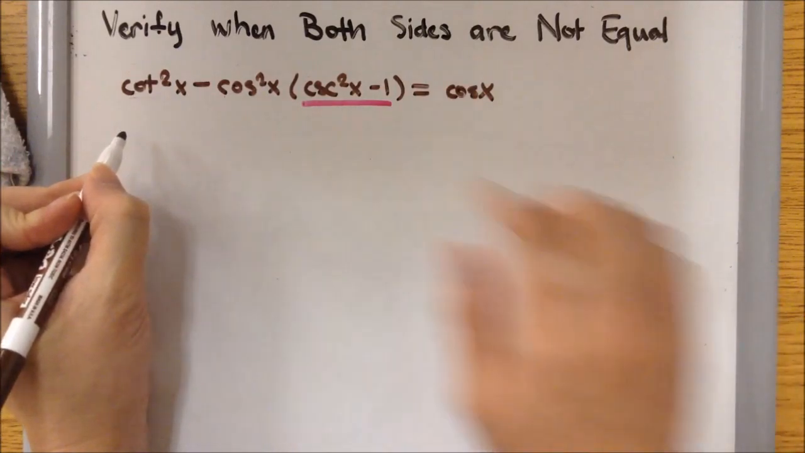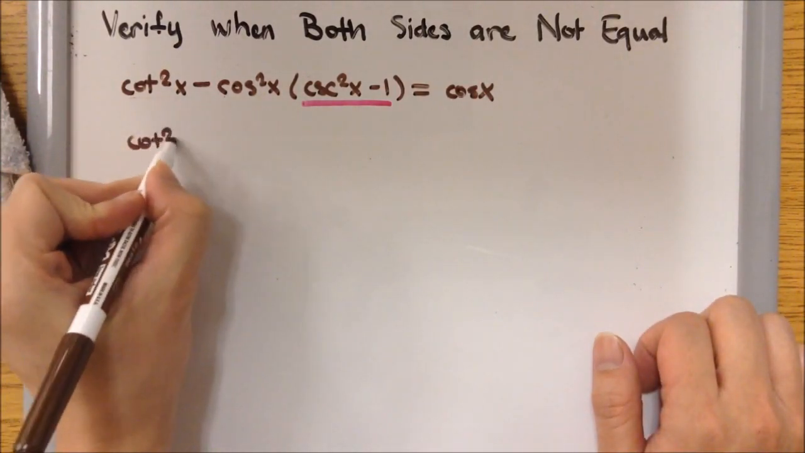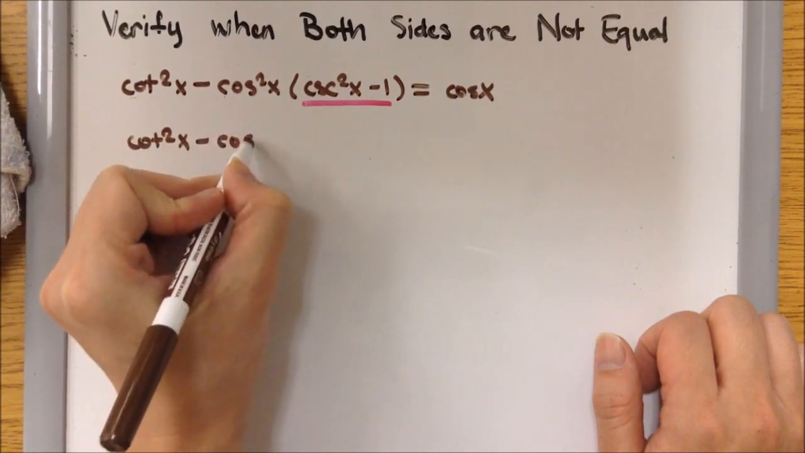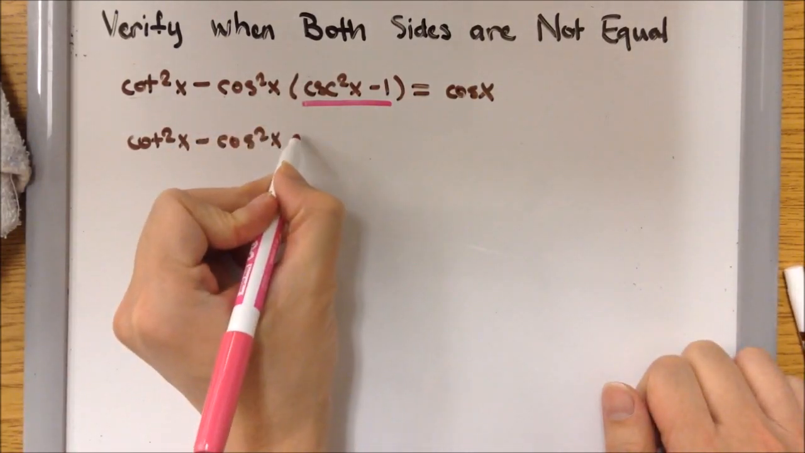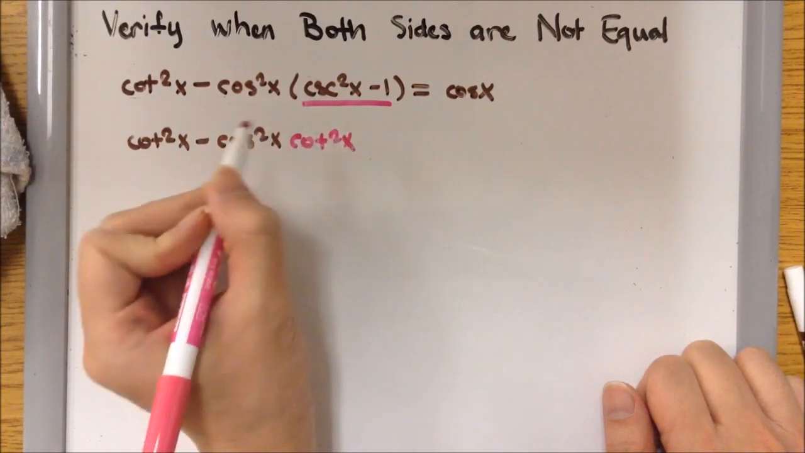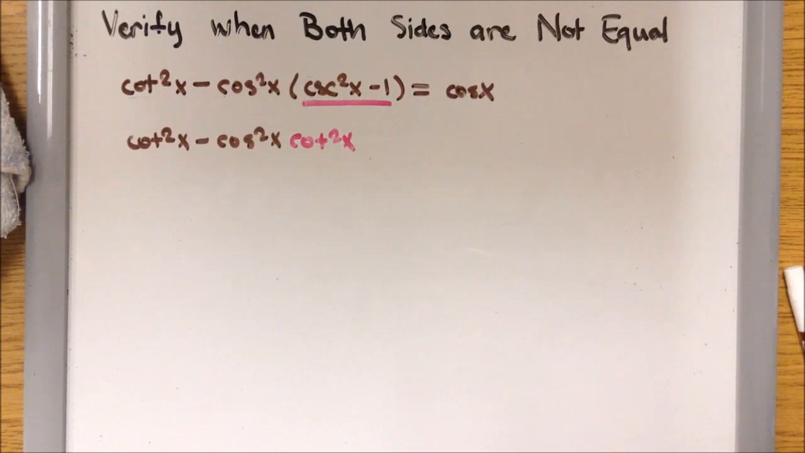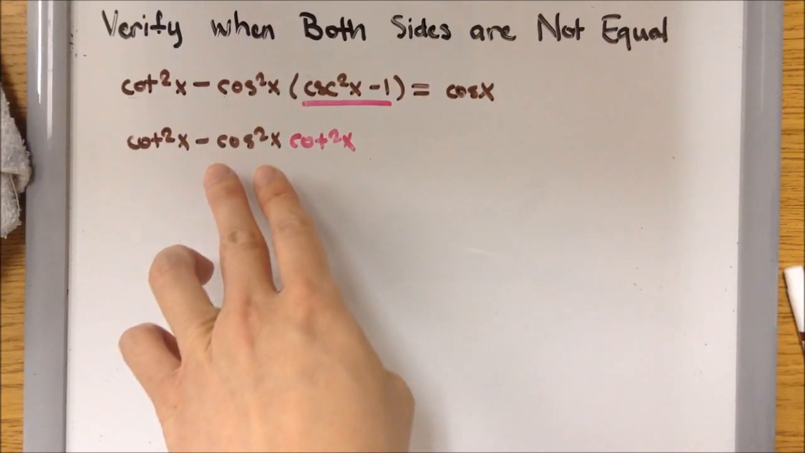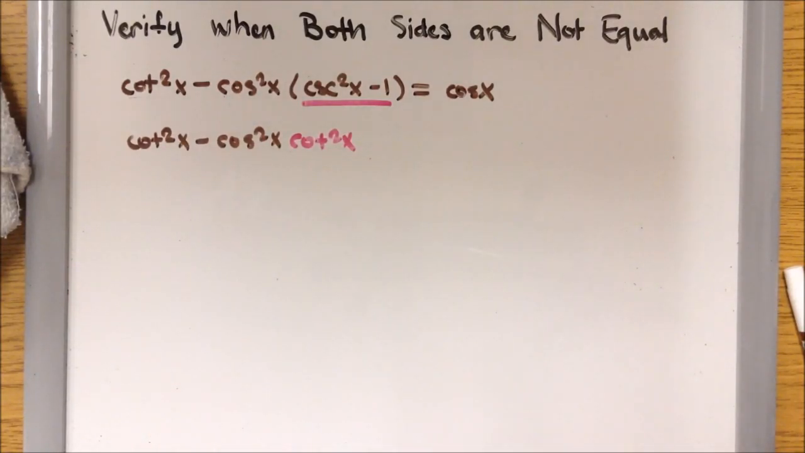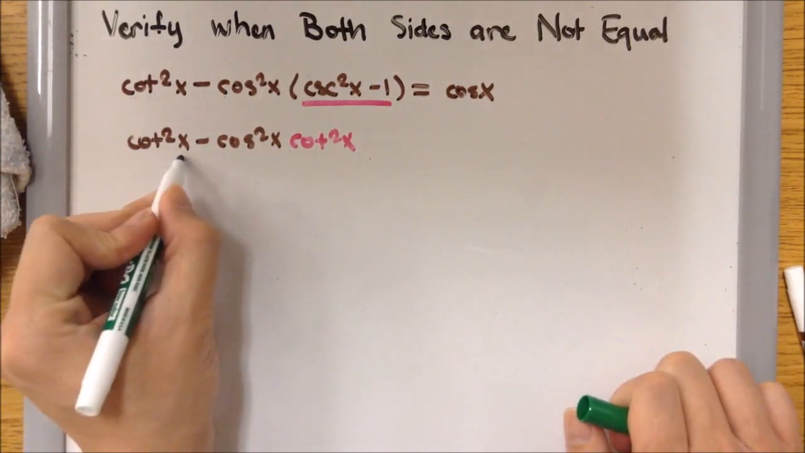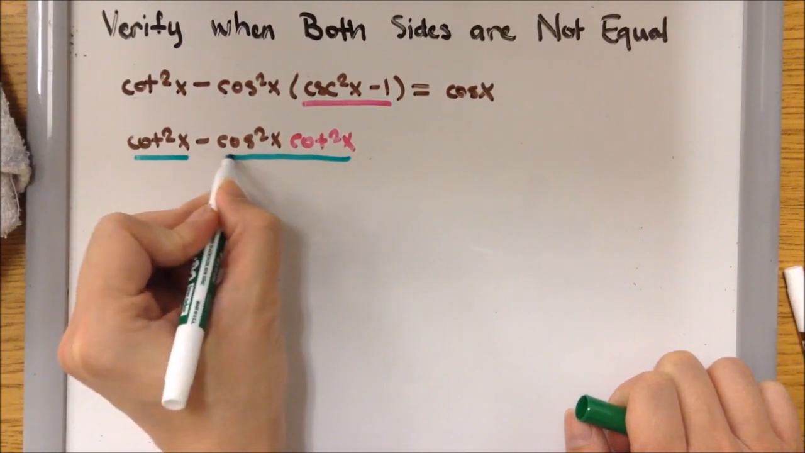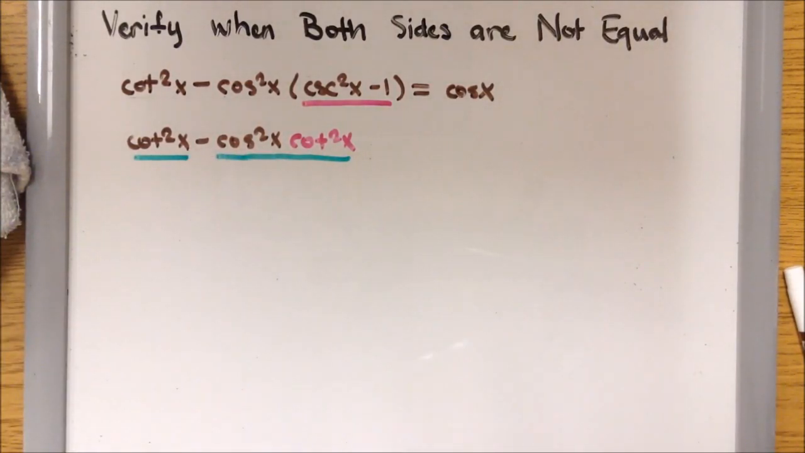Everything would stay the same except for the part in parentheses. Now, instead of cosecant squared x minus 1, I'm going to switch it with cotangent squared x. You can include parentheses, but you don't have to. Alright, now looking at this, I have cotangent squared x minus cosine squared x cotangent squared x. I notice that in these two parts, which I'm going to underline, they have a common factor, which is cotangent squared x.